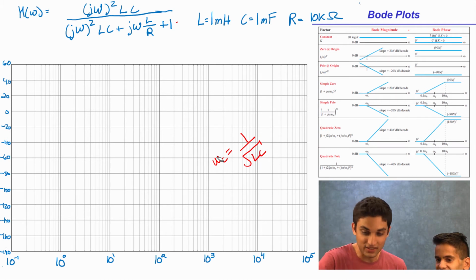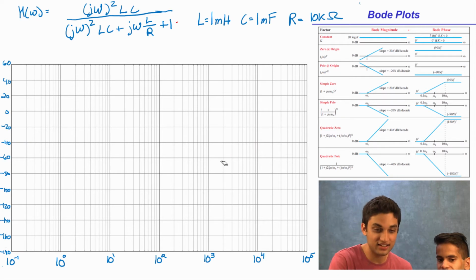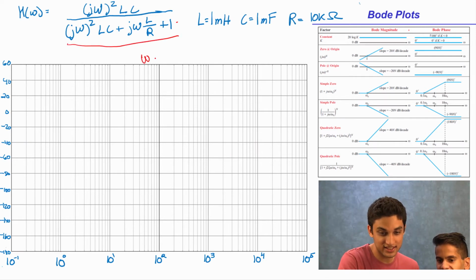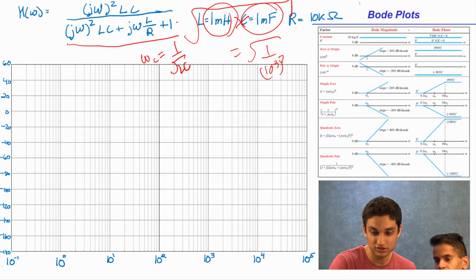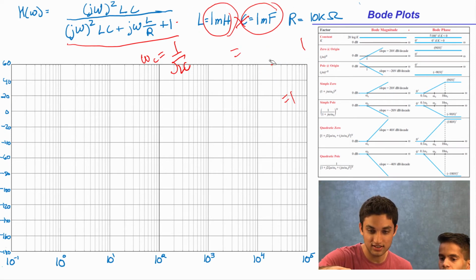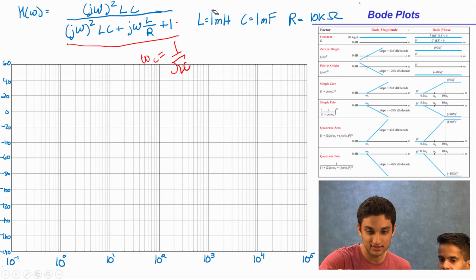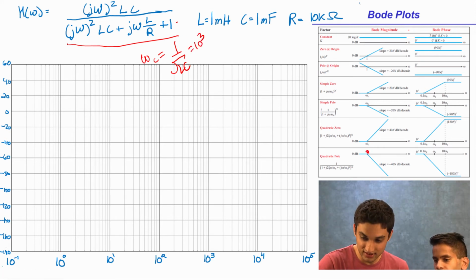Cool. Okay, moving on. We've got that for this term, omega c is equal to 1 over square root of LC. This is 10 to the minus 3, and this is 10 to the minus 3. The square root of this product is the square root of 10 to the minus 3 squared, which is 1 over 10 to the minus 3, which is equal to 10 to the 3. So omega c is equal to 10 to the 3. So this term, when you actually plot it, would be at 10 to the 3.